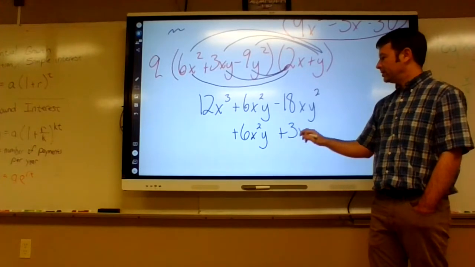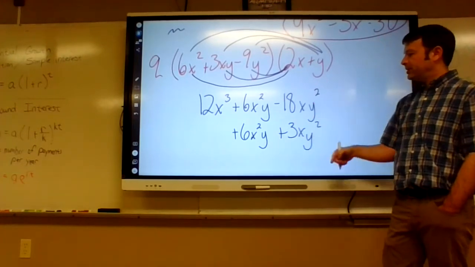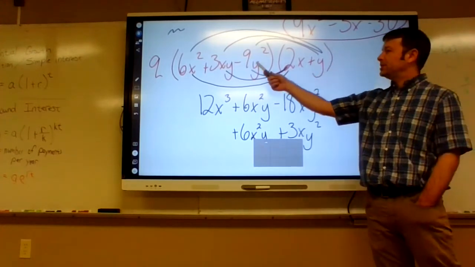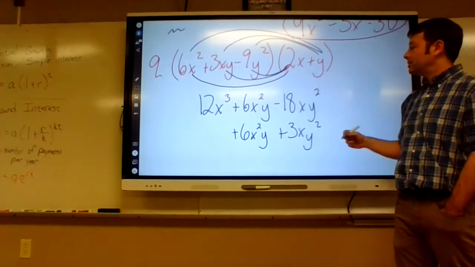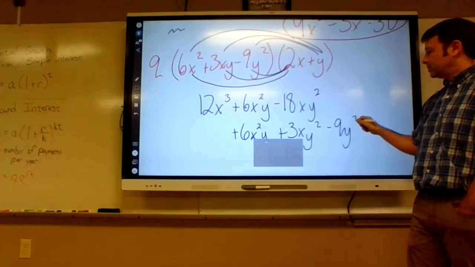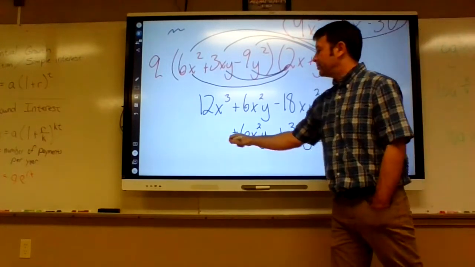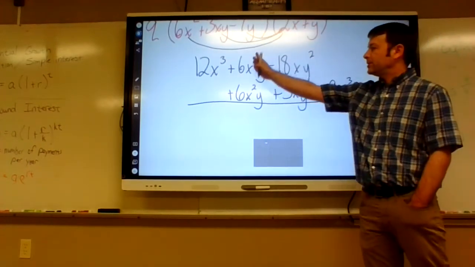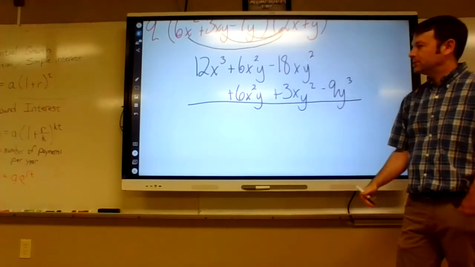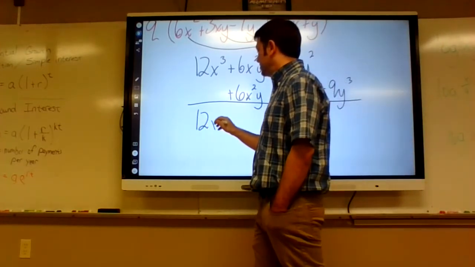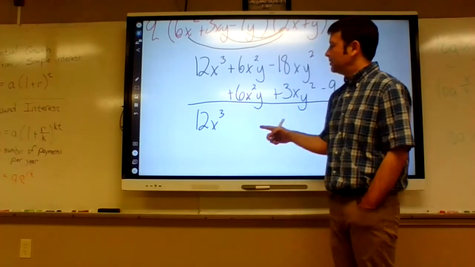3xy squared. So you have a like term with that one. And then what's negative 9y squared times y? Y cubed. Okay, so now the way that I wrote it, I can just add my like terms together, which I've stacked. You don't have to do it this way, it's just probably the easiest way.